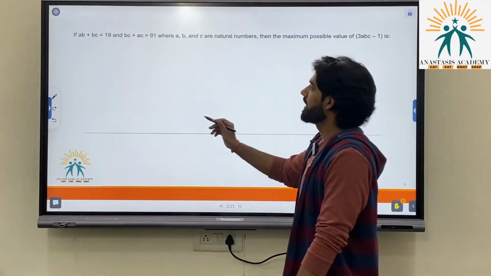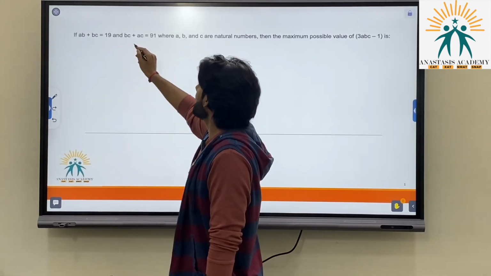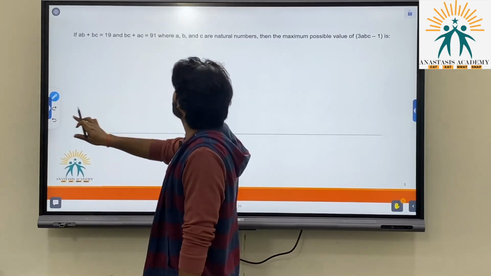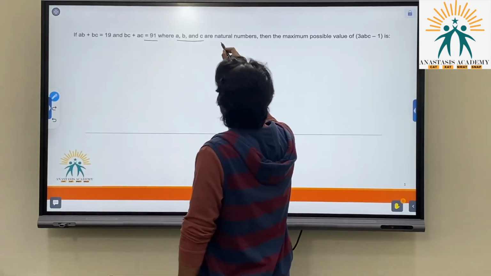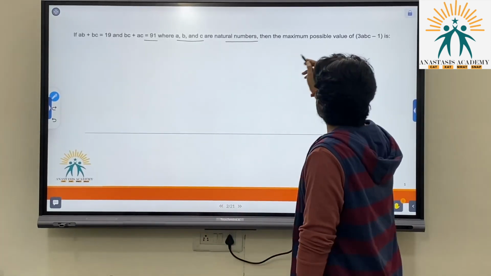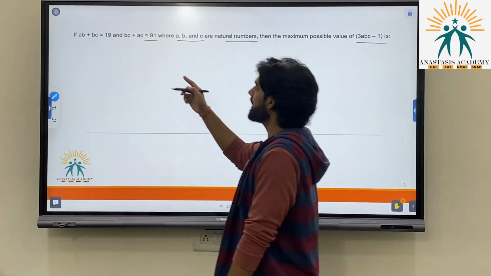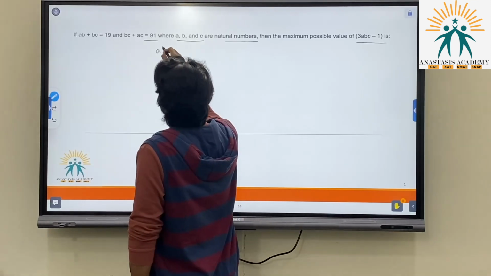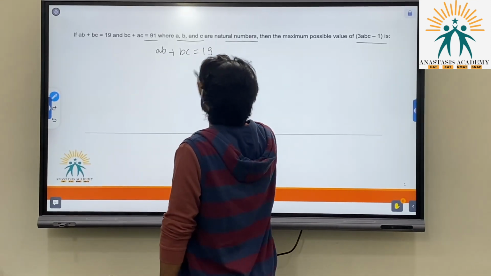First question says, if AB plus BC is equal to 19 and BC plus AC is equal to 91, where A, B and C are natural numbers, then the maximum possible value of 3ABC minus 1 is. So we are given AB plus BC is equal to 19.